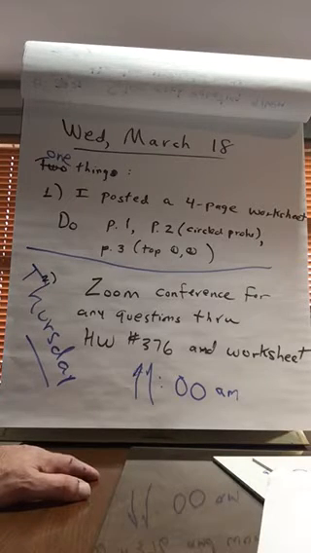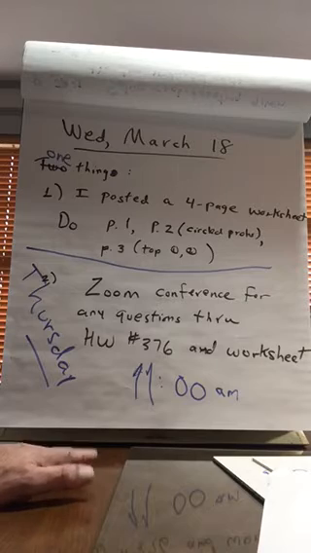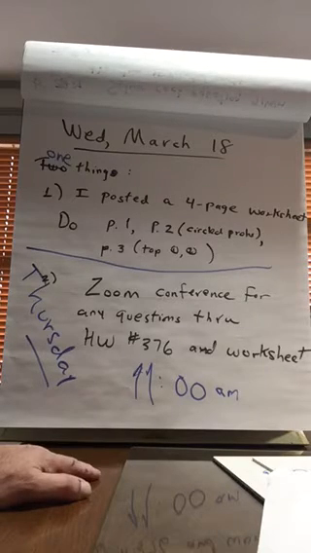And then on Thursday, I don't think I'm going to give you a lesson. I think we're going to try the Zoom. I got the Zoom account. I'll figure out how to invite you guys. How about 11 a.m. on Thursday? Does that work? I could do it as early as you want, but I thought 11 might be a good time for you. So let's try that Zoom conference on Thursday, and that'll give you an opportunity to ask any questions for homework 375, 376, and also on this worksheet.